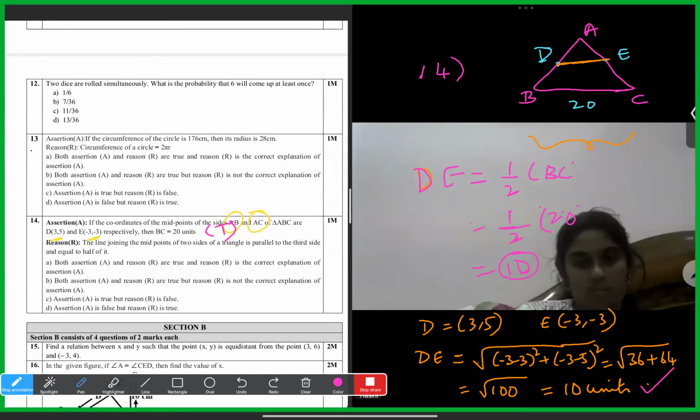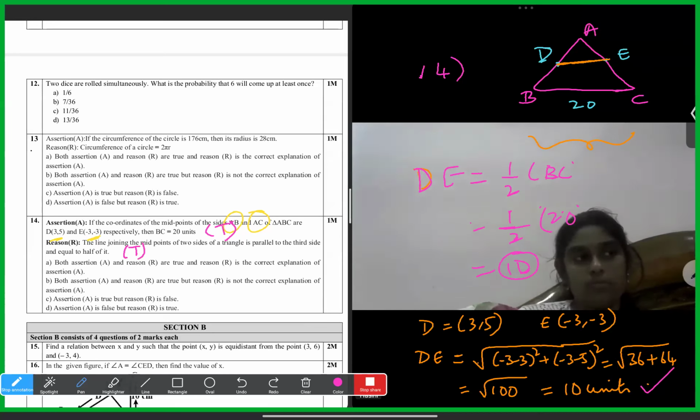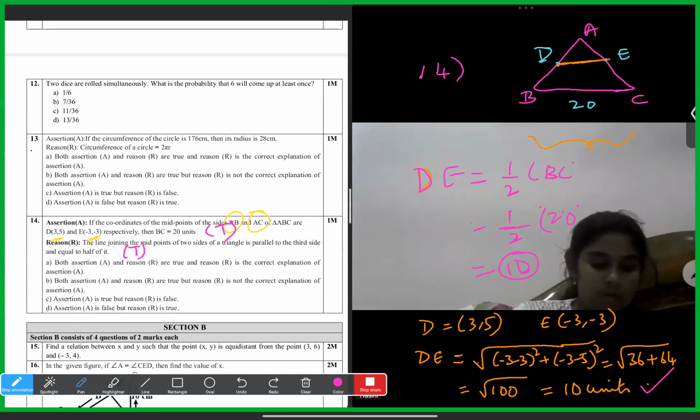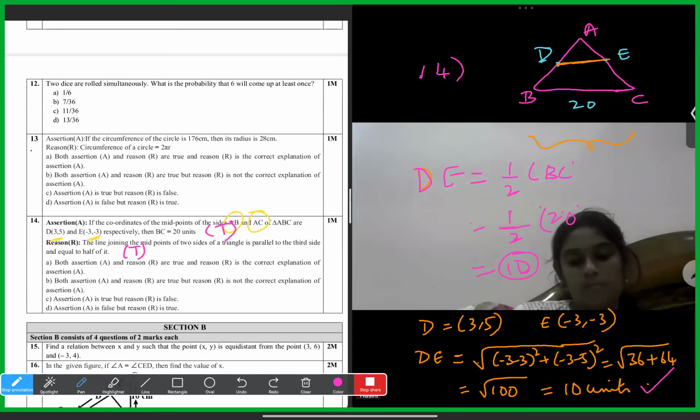Now the reason, Hasni: they said that the line segment joining the midpoints of two sides of a triangle is parallel to the third side and equal to half of it. Clearly, this is the midpoint theorem statement. Based on this only, we did that assertion. So this is also true and it's the correct explanation. Since D and E are midpoints of two sides of the triangle, DE will be parallel to BC and also half of the third side BC. So both A and R are true, Hasni, and R is the correct explanation.